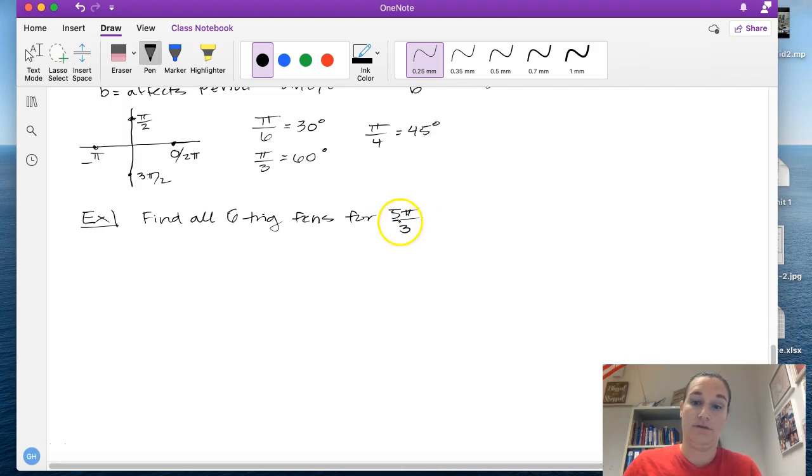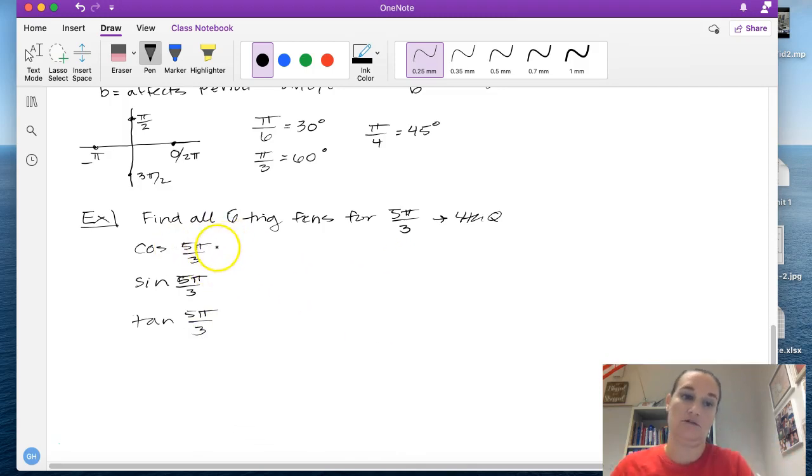So 5/3 pi, if you think of it that way, 5/3 is almost 2 pi. 6/3 is 2, so 5/3 is going to be in the fourth quadrant here. That's one of the first things I make note of. So we're going to do cosine of 5 pi over 3, sine, tangent, and then we'll do the other ones, but those are easy because you just flip them.